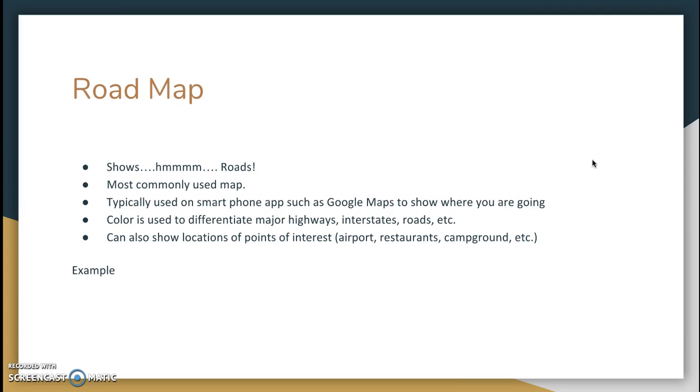Okay, road map. Road map is the most commonly used map. It shows roads, and it's really handy to learn how to get around places that you're not familiar with. So typically people use their road map on their phone, like a smartphone app, Google Maps, MapQuest, things like that. But they're showing roads, and they show you how to get places, driving, or any sort of transportation on the ground.